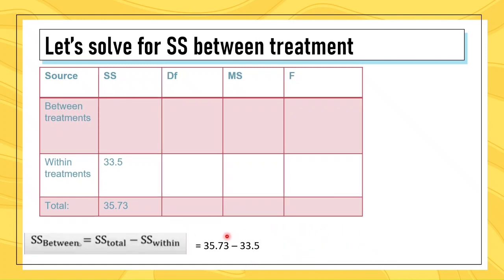Next is the SS between treatment. 35.73, which is the total, minus 33.5, which is the within treatment, is equal to 2.25.